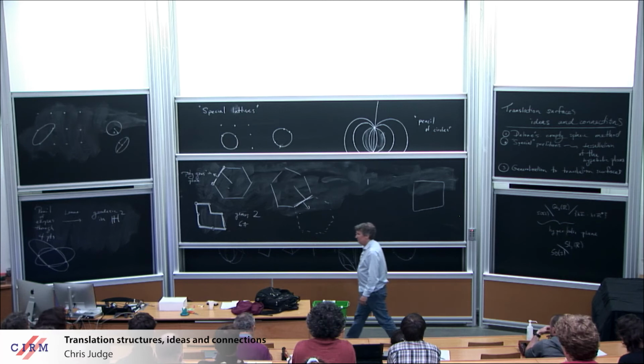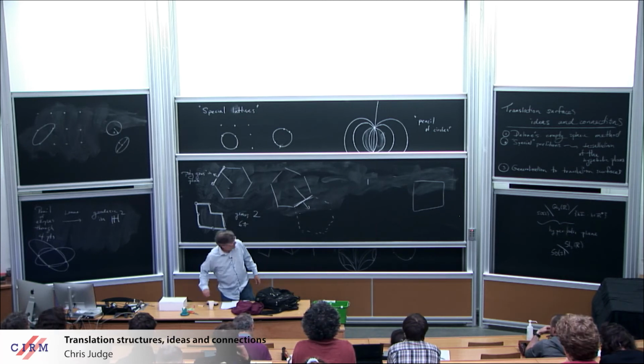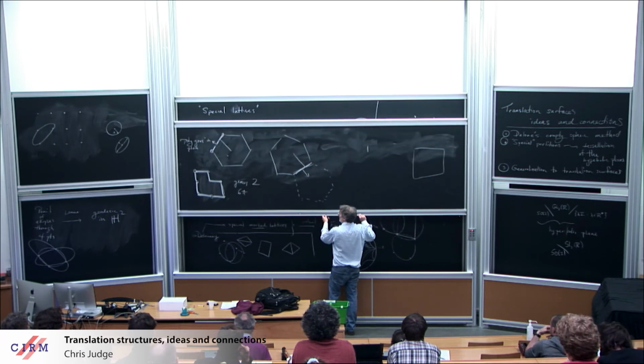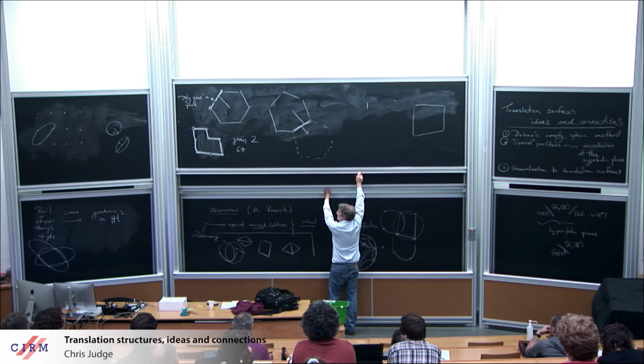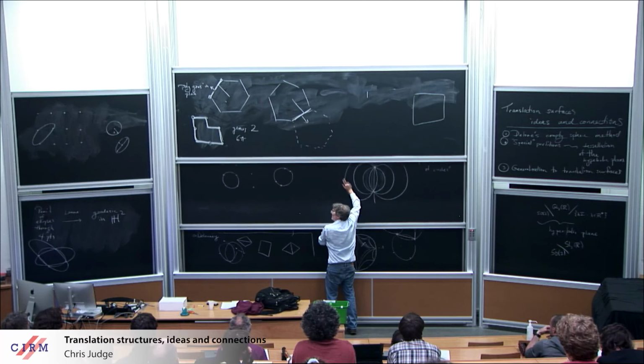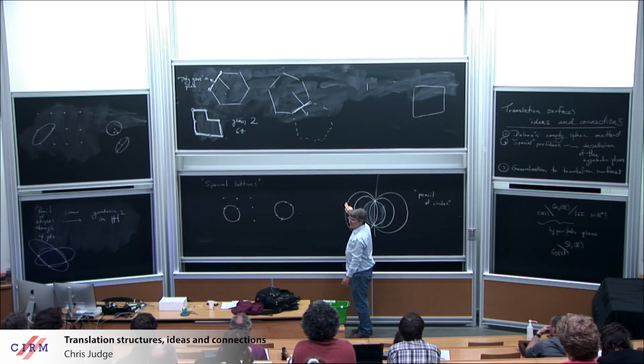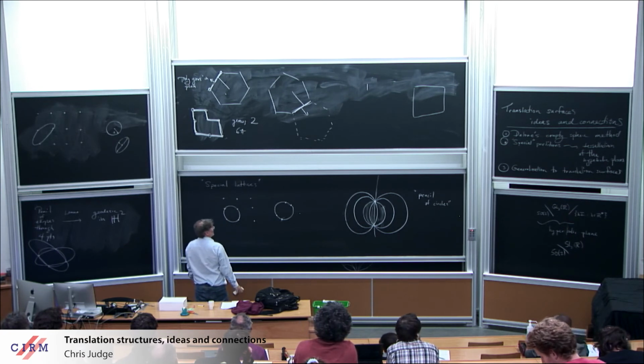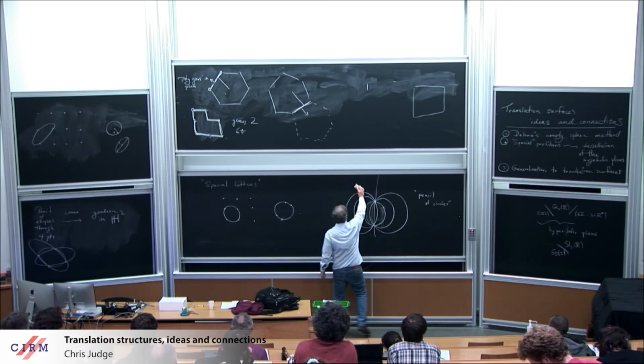Okay. So they live everywhere. You can find them. I'm not sure I know of any animal species that have translation structures on them, but who knows?